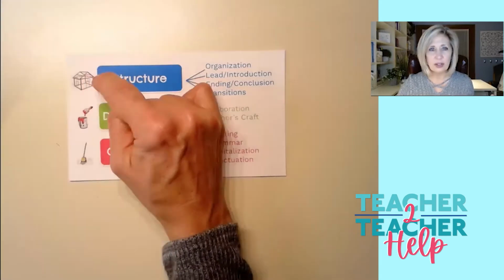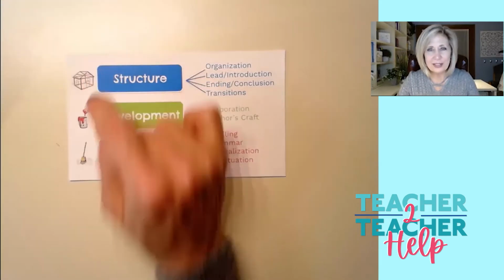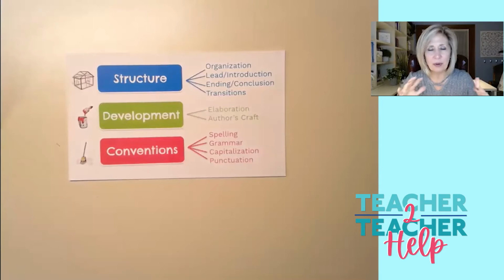When we structure our house, we are digging the foundation, putting up the frame, putting up the drywall, and we want a strong structure. In the case of narrative writing, that strong structure has a beginning and a middle and an end. Development is like painting the house, decorating the house. In writing, development is adding those details.